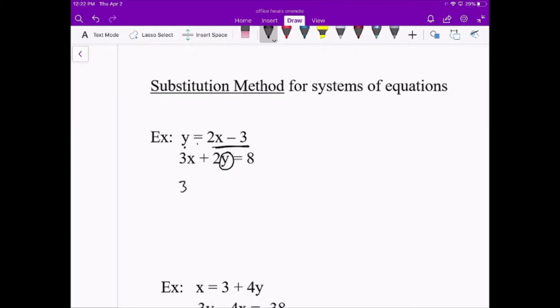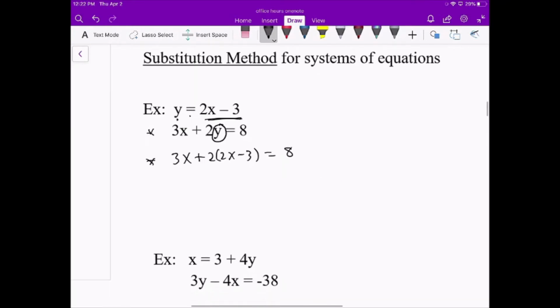So I'll rewrite the second equation again, 3x plus 2, but not y. This time I'm going to replace that with 2x minus 3 equals 8. Notice that the y gets multiplied by 2, so I need parentheses here. All of this is going to be multiplied by 2. Now we've got a regular old equation to solve. 3x plus, probably going to distribute here, 4x minus 6 equals 8.